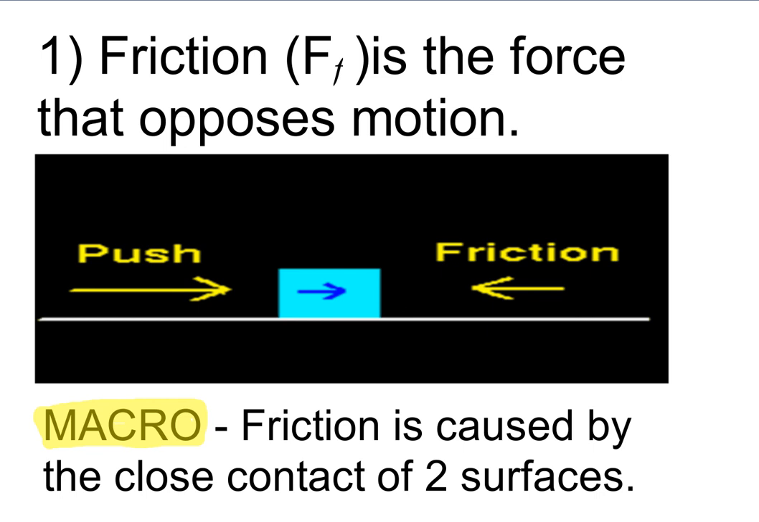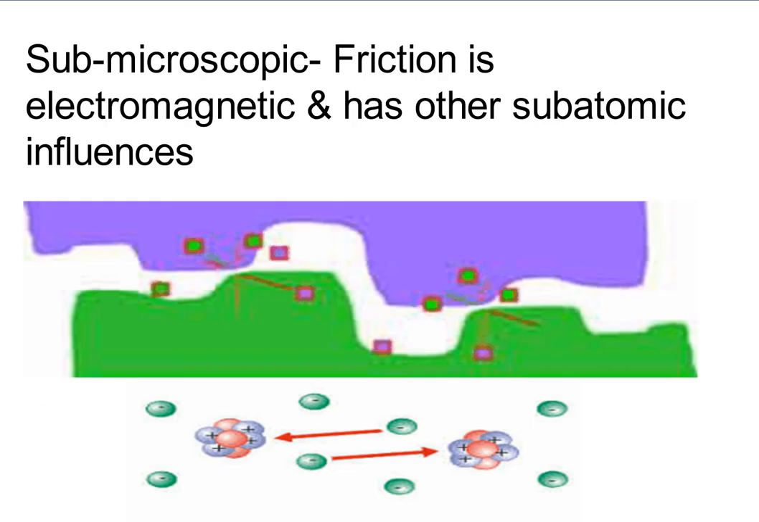Straightforward. And then at the subatomic level, or the submicroscopic level, so this is where you can't see it, friction is caused by the electromagnetic attraction between the molecules and other subatomic influences, such as the nuclear influence of the nucleus of atoms. And yes, so that's what causes it.